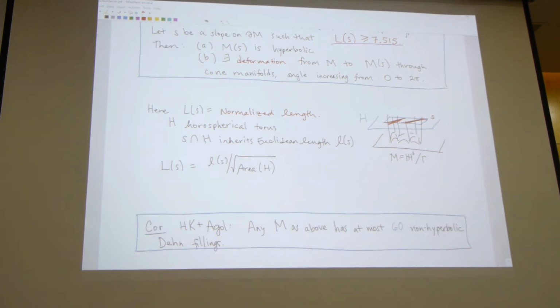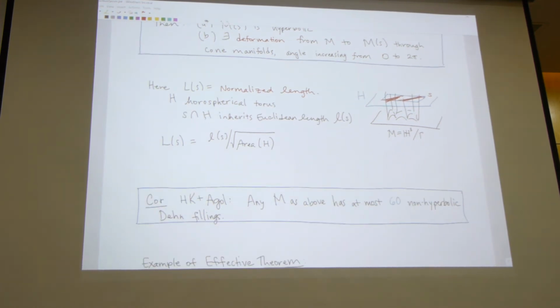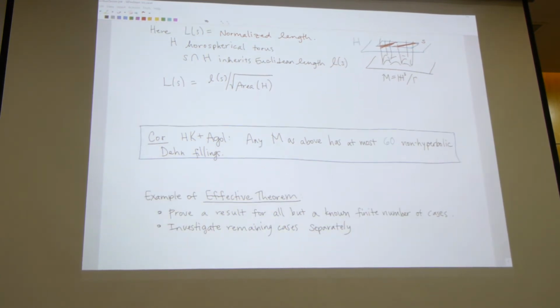Oh, sorry, corollary. Because you have this universal 7.515 length, any manifold as above has at most 60 non-hyperbolic Dehn fillings. All right, so this is an effective theorem.